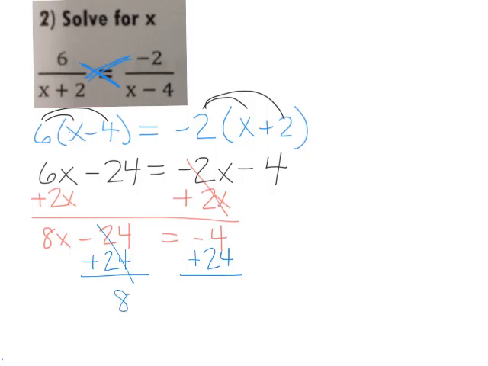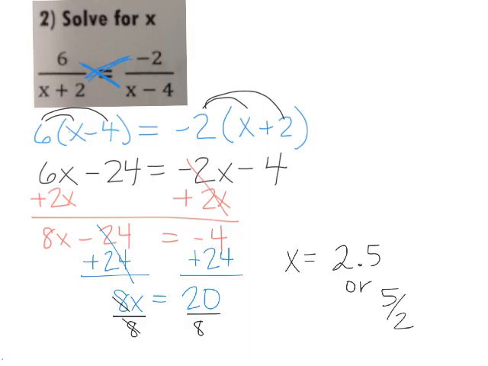This cancels. We've got 8x now is equal to positive 20. And last step, hopefully you know, to cancel 8 times x, we're going to use division by 8. So we divide both sides by 8. And 20 divided by 8 is the decimal 2.5, or the fraction 5/2. So we would say that our solution, depending on how the answer choices look, is either 2.5 or 5/2.